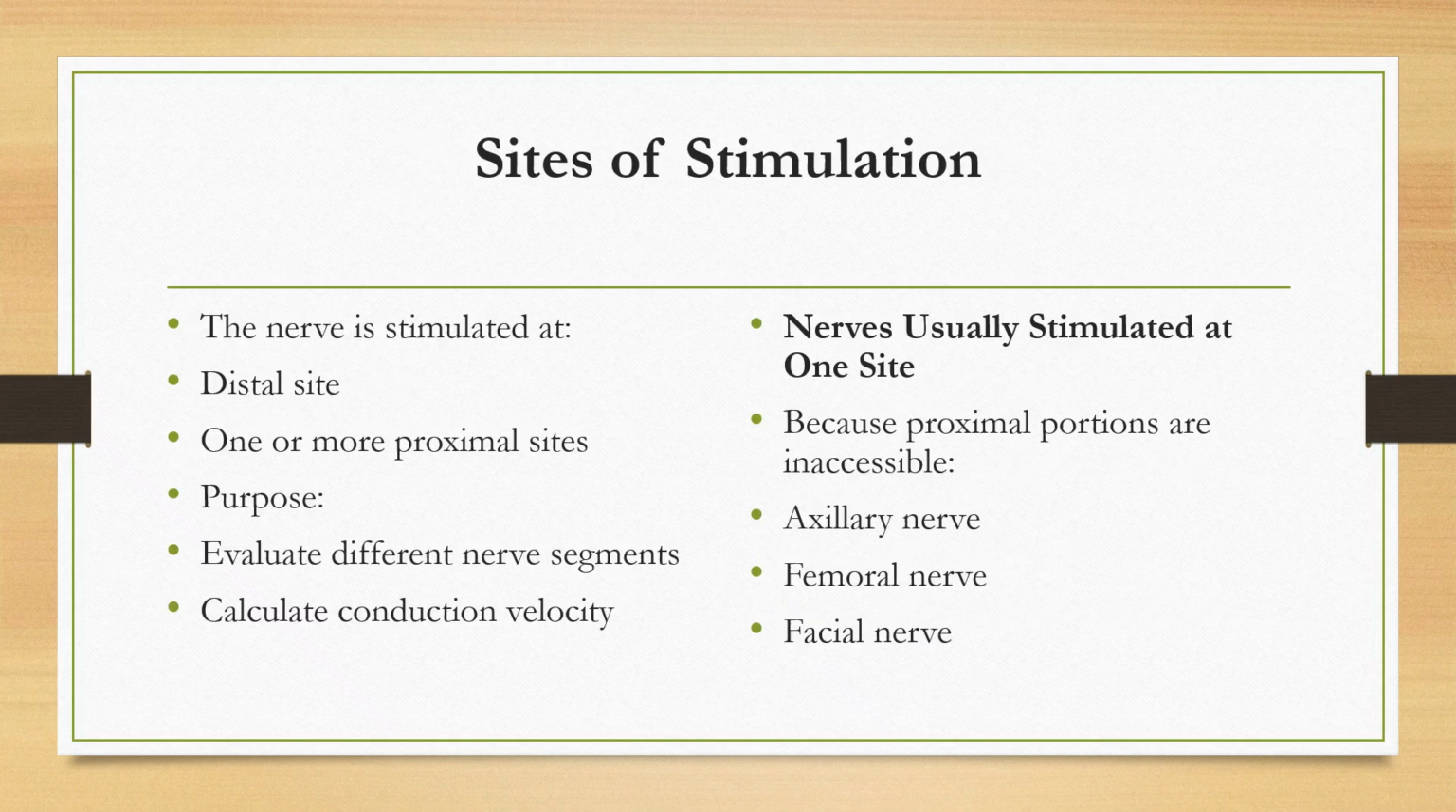Sites of stimulation. The nerve is stimulated at distal site and one or more proximal sites. The purpose of this is to evaluate different nerve segments and to calculate the conduction velocity. Some nerves are usually stimulated at just one site because proximal portions of these nerves are inaccessible. Such nerves are axillary nerve, femoral nerve, and facial nerve.